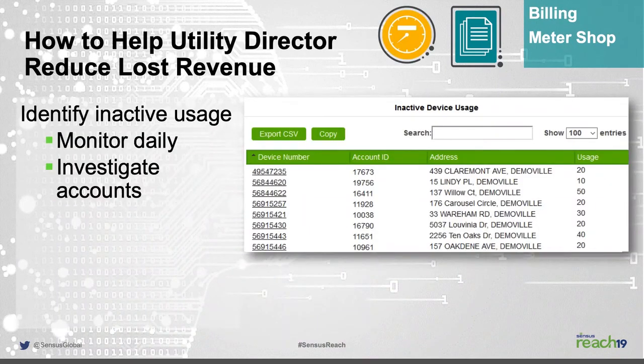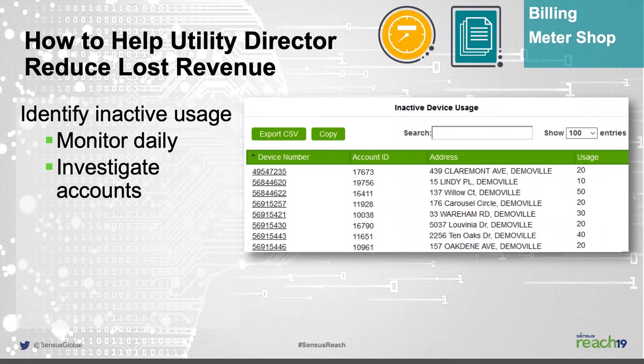So your utility director tells the whole organization, we've got to start cutting down on our potential lost revenue, and we've got to use our AMI data to do this. And Sensus Analytics can definitely help you address this, both using Meter Insight and Report Access. This is one of the tiles from Meter Insight. So this is the inactive device usage that I was talking about before.